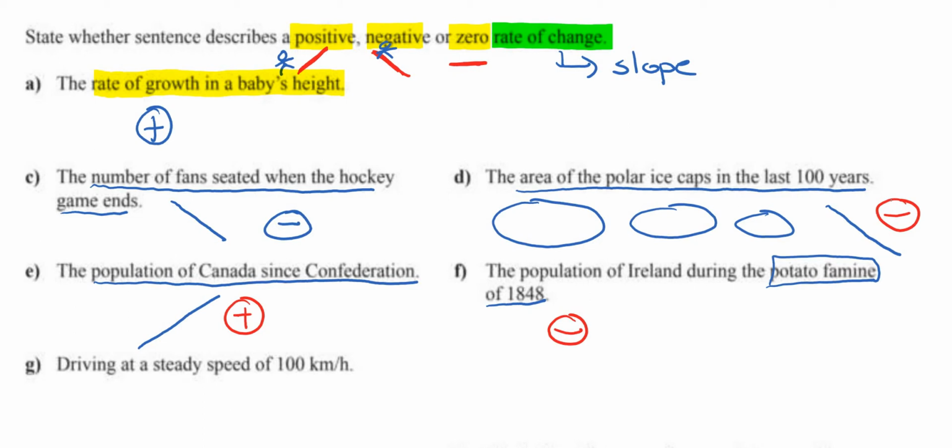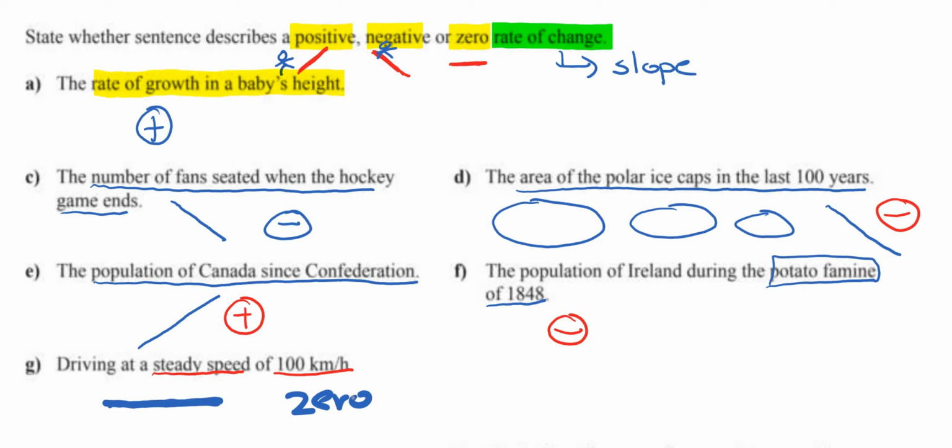Okay, and for letter G, driving at a steady speed of 100 kilometers per hour. Now, steady speed means you're going exactly 100 kilometers an hour forever. So since you're not increasing or decreasing your speed, then you have a steady speed there. So this is a zero rate of change.